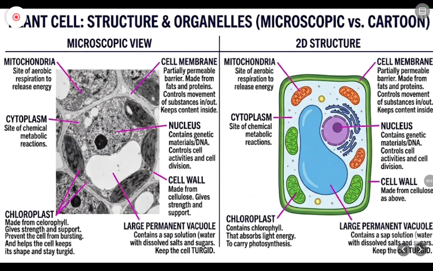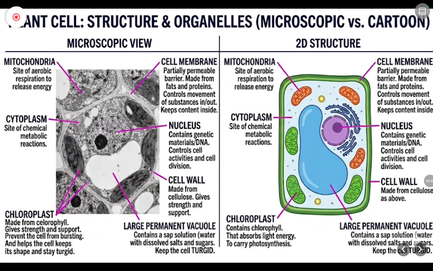Now cell membrane, it's a partially permeable membrane made from fats and proteins, the same definition as that of an animal cell. Mitochondria, same definition. Cytoplasm, same definition. But we have 3 extra organelles which weren't present in the animal cell. First of all is a cell wall, which I told you is a friend of the cell membrane. The cell wall is made from cellulose, a substance which allows the cell wall to be turgid, rigid, strong and non-bursting. It gives strength and support.